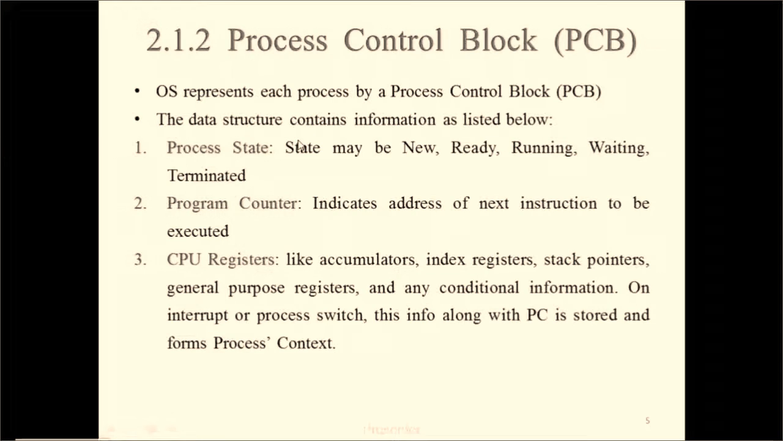Number one, it contains the state of the process. So the state of the process may be new, ready, running, waiting, or terminated. Typically after termination, the memory allocated to the process is also taken back and the PCB is removed from the system information. But yes, one of the 5 states is recorded in the process state. Next, the program counter. This indicates the address of the next instruction to be executed.